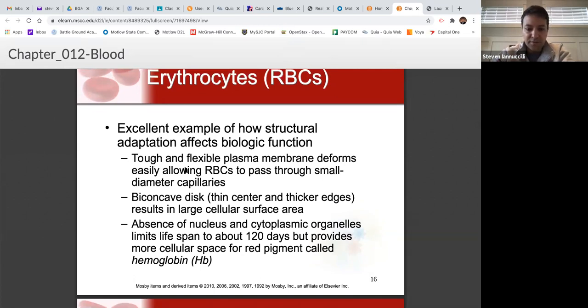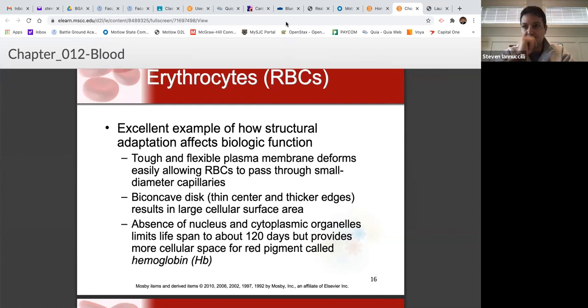The red blood cells have this really flexible plasma membrane. Okay, the membrane that goes around the outside of the cell is very, very flexible, very, very pliable. And it can deform very easily, which means that when you hear the word deform, you kind of think of a negative connotation, deformation or things like that. But it's actually a good thing, because all it means is that it's changing shape. It has the ability to be malleable in a sense.